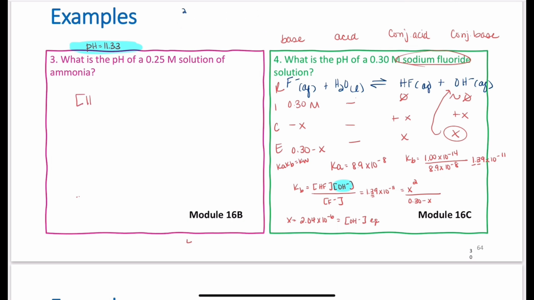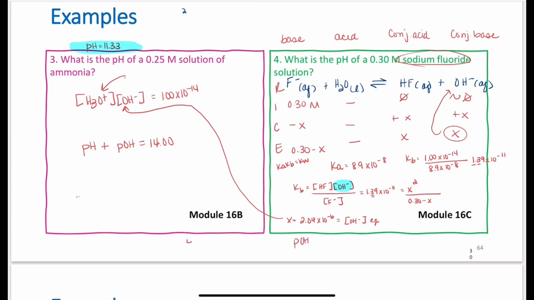You can use the equation [H3O+][OH−] = 1.00 × 10^−14. You can plug this into here and solve for this and find pH, or you can use pH + pOH = 14.00, which is what I do because I find it to be easier.